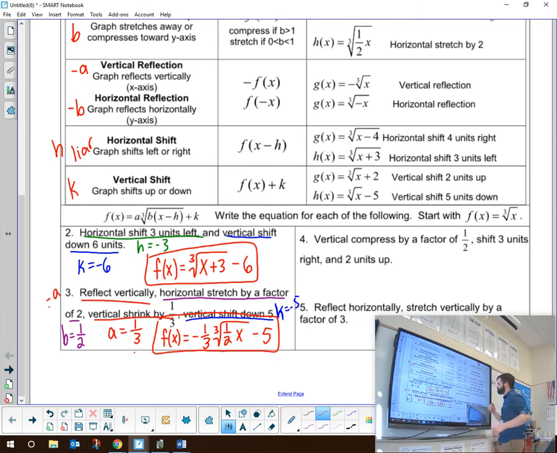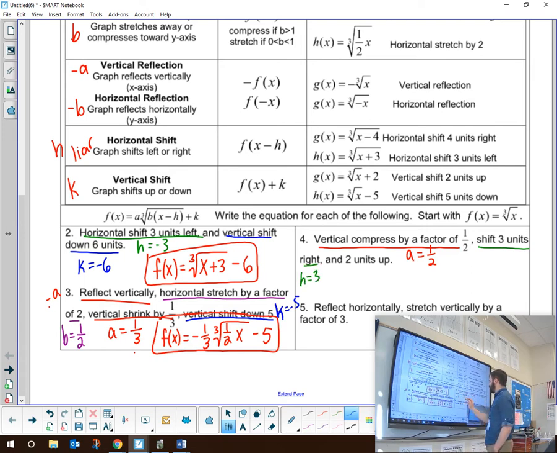Okay, number 4. We have a vertical compression by a factor of 1/2. So once again, vertical compression by a factor of 1/2. My A is going to be 1/2. Second, we're going to have a shift 3 units to the right. So my H is 3.